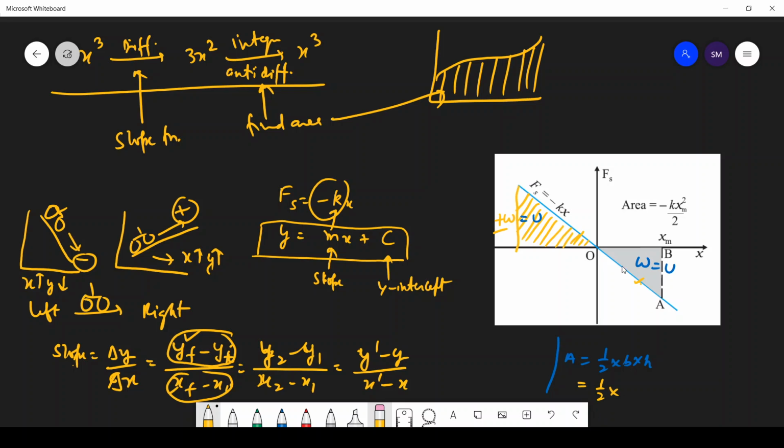Half into what is your base? Base is xm. What is your height? This. What is this height? This is equal to F(s), which is minus kx. So this is your height. So what is this? Minus kxm. So at xm, this is equal to minus kxm. Yes?